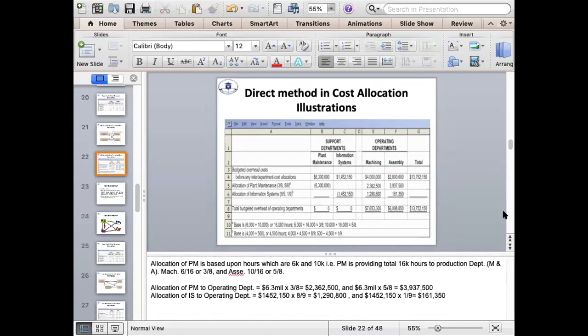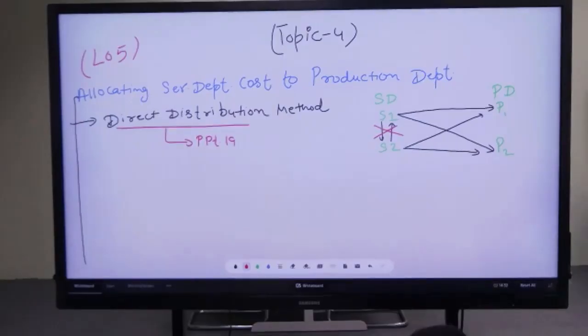Did you understand it? Say something, yes or no? Yes, okay. So can we move on to the next method, or you have a question? Anybody has any question?